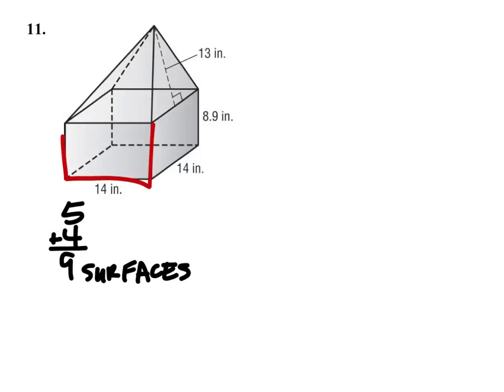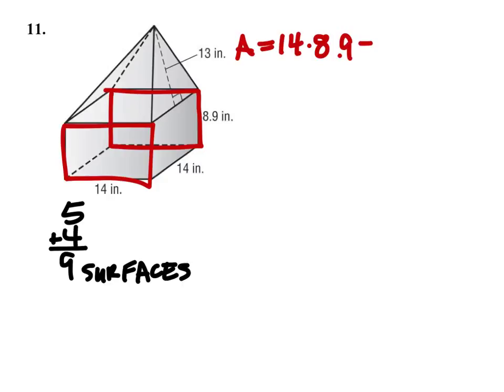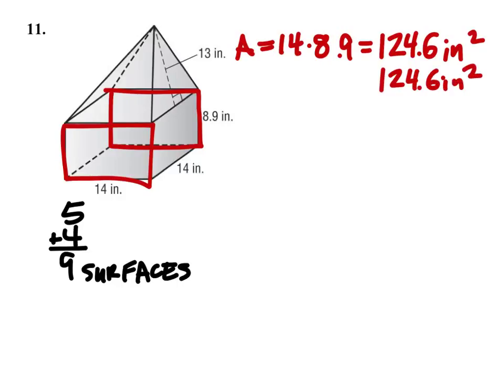I'm going to start with this front face right here. Now the area of that front face is also matching the area of this rear face right here. So the length of that is 14 times the width or the height, 8.9, and that will give me the area of one of those. And I got 124.6 inches squared. Now that rear face also matches it, so I'm going to double it up right here, and that shows me 2 of the faces.